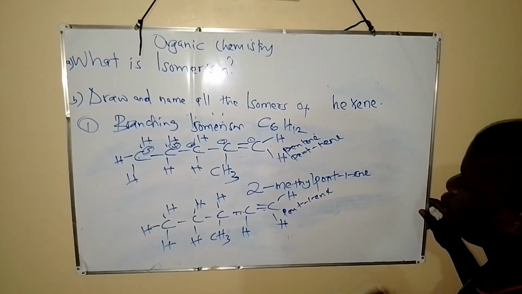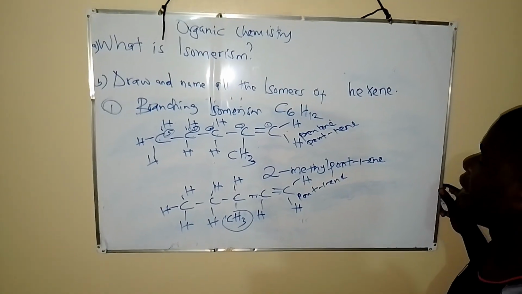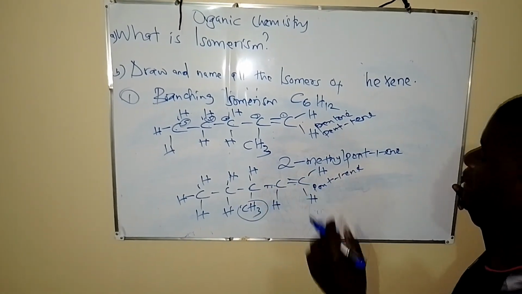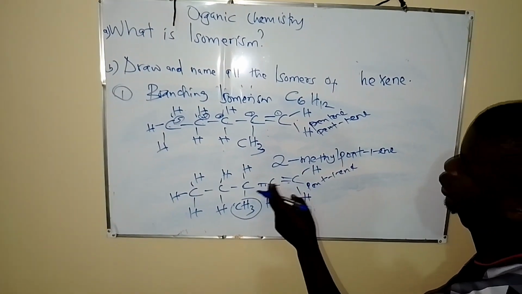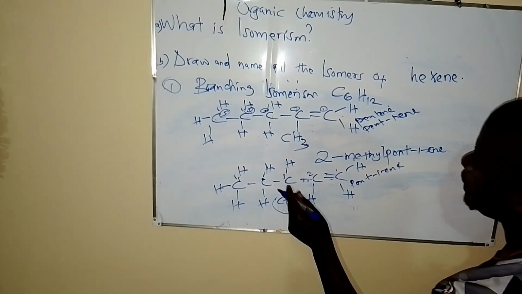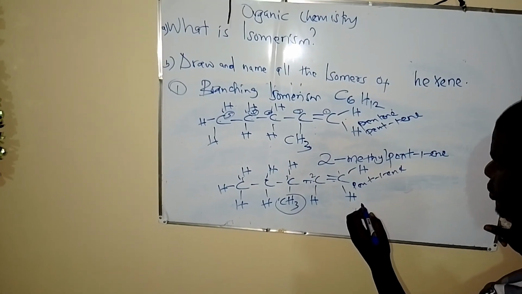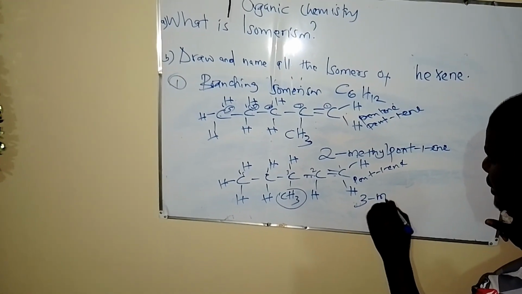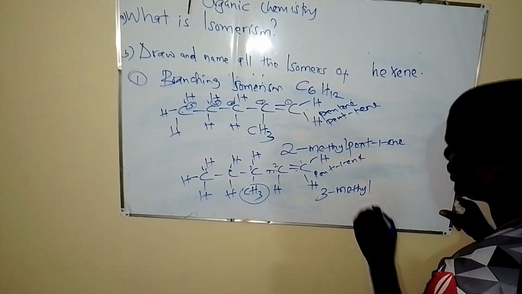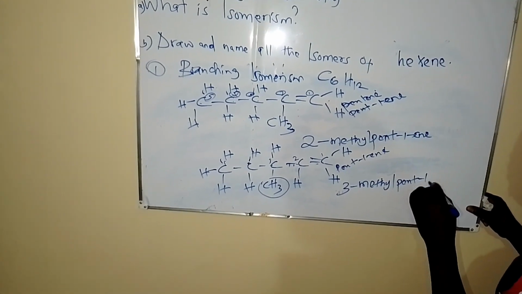So we proceed to the branch. Yes, we have a branch which is a methyl group, and it is at carbon number 1, 2, 3. 1, 2, 3, 4, 5. That is at carbon number 3. So when we are naming, we start with the position: 3-methylpent-1-ene.